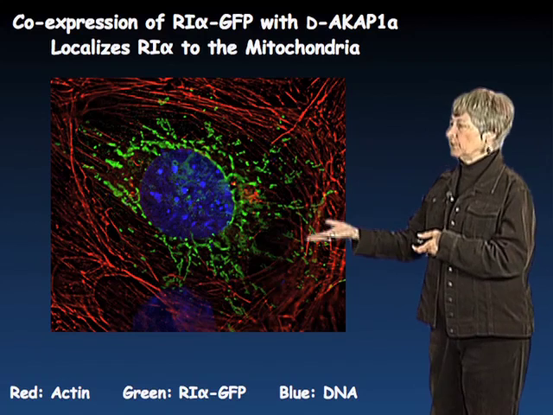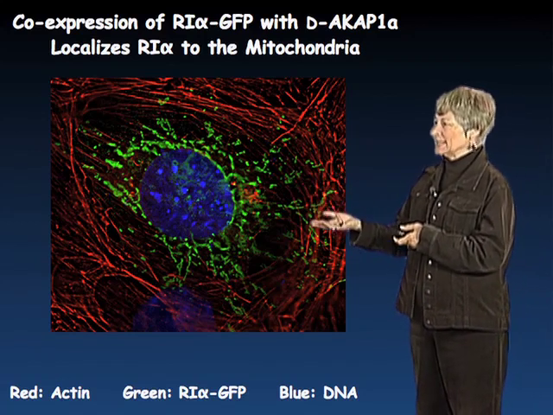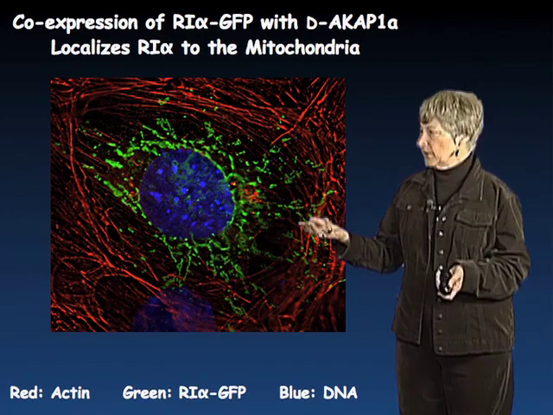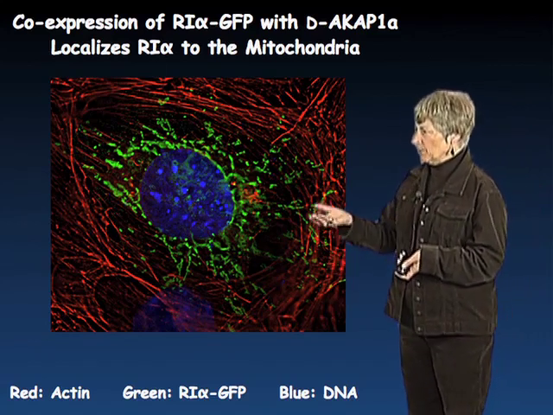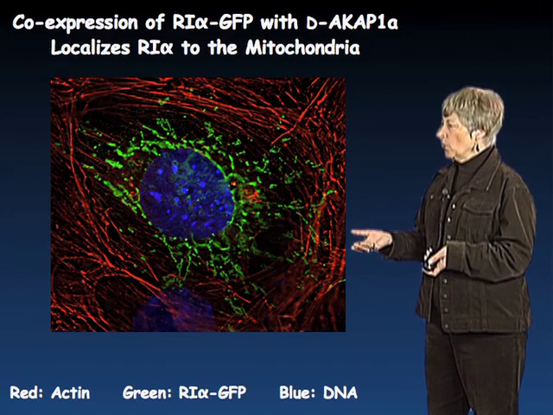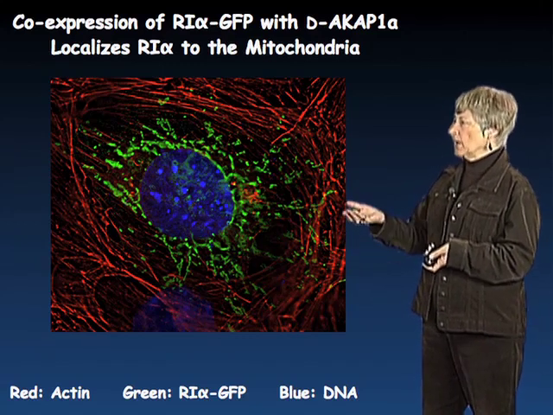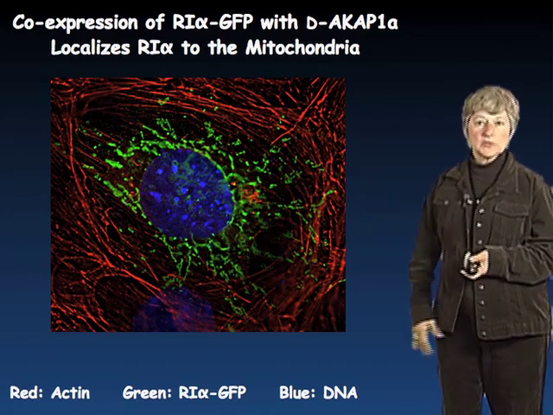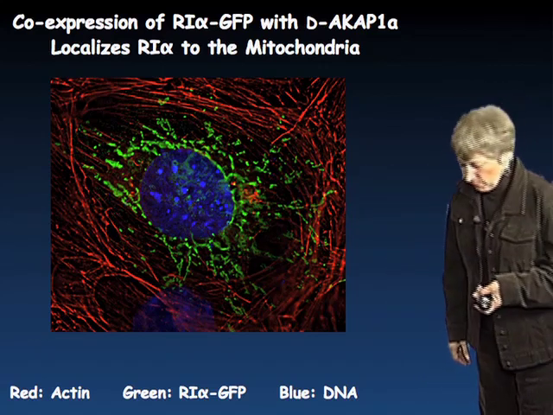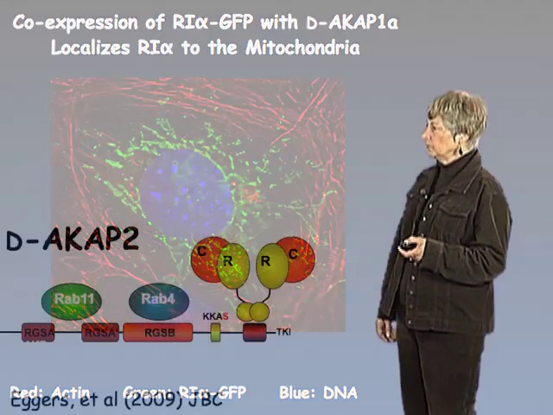And here you can see that ordinarily R1 in these cells is cytoplasmic, but if you co-express R1, which is labeled with GFP in green, with DAKAP1, you find that it all goes to the mitochondria. And this is very characteristic of the mitochondrial morphology in the cell.